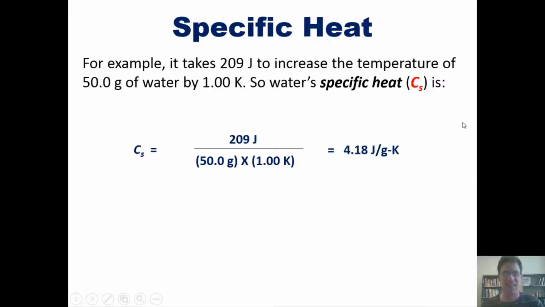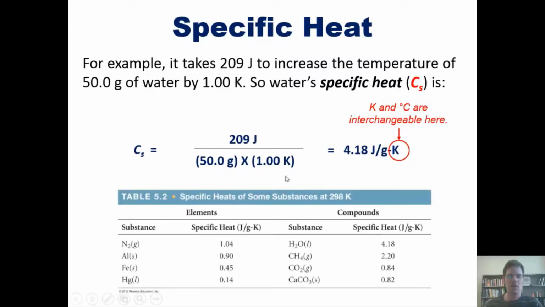or 4.18 joules per gram Kelvin. And by the way, Kelvin and degrees Celsius here are interchangeable, and the reason is because you're only talking about the magnitude of a temperature change instead of the absolute value of a temperature change. And remember, each individual Kelvin is the same size as an individual degree Celsius, so you can interchange them right there at that point. Here's a table that shows various specific heats for some substances at this temperature. And yes, the specific heats do change if you change the temperature.